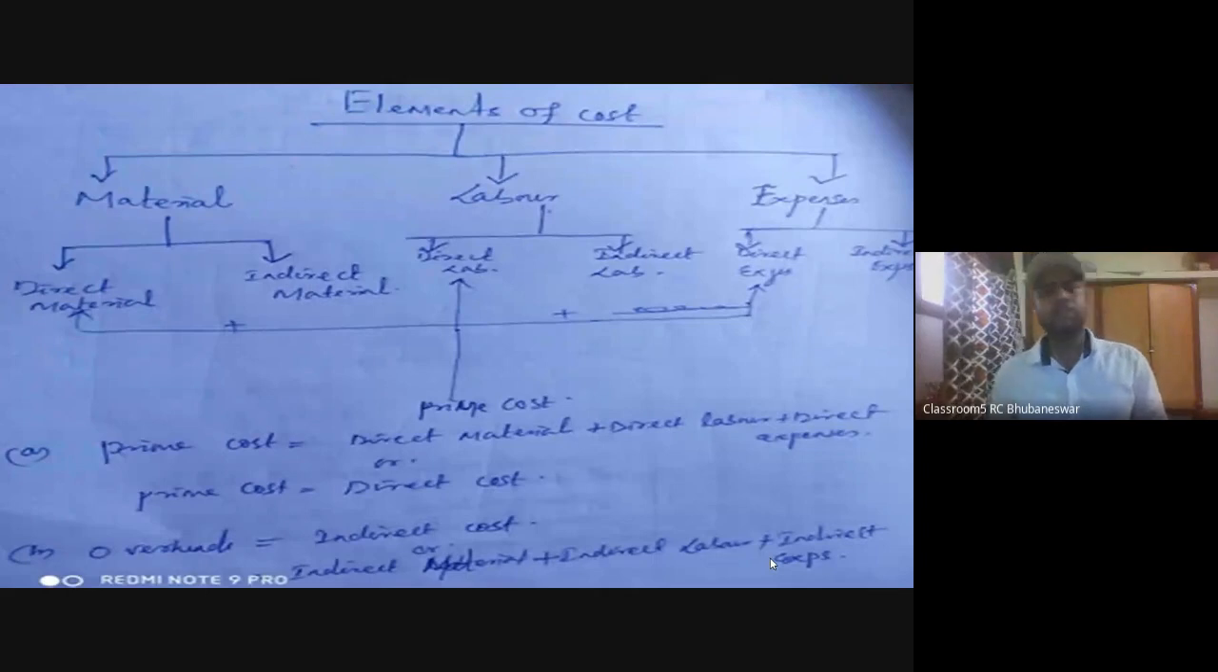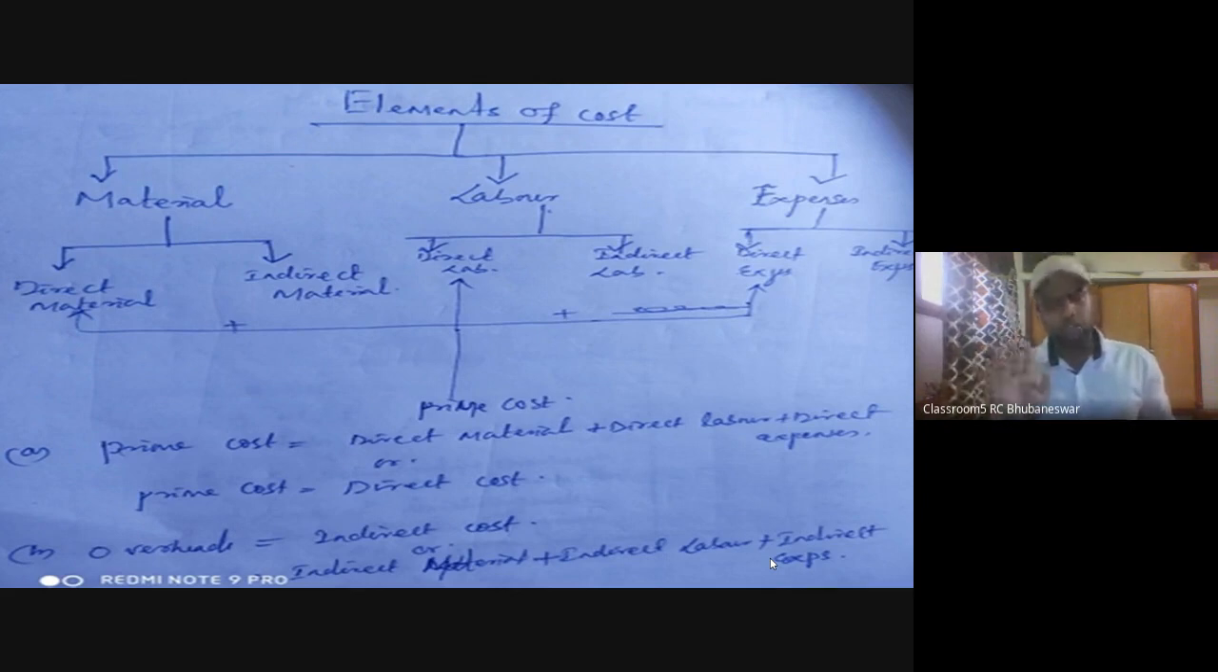Next comes the direct labor part. When we are discussing direct labor, it means all the labor charges or the payment made to the employees who are engaged in the production process, or the productive wages. They are directly linked with the production process, the manufacturing process. So all these payments are known as direct labor charges.